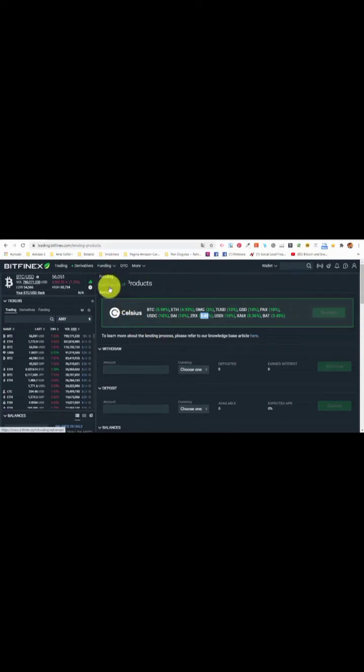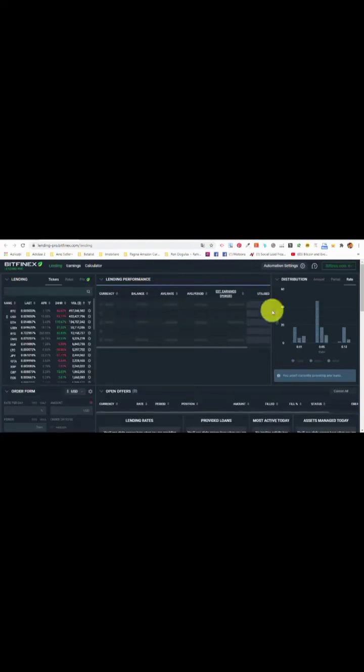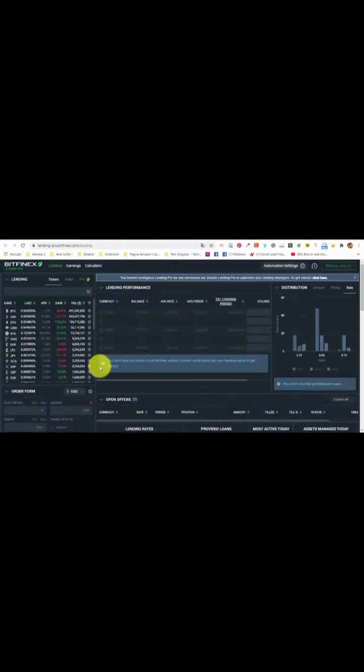Then we have the lending pro function, which is a little bit more advanced. And if we are going to check the lending pro function, just bear with me for a couple of seconds. It loads. Let me just refresh it. Okay, so this is the lending pro function, where you can check here the currencies that you can lend, and you can see the rates.